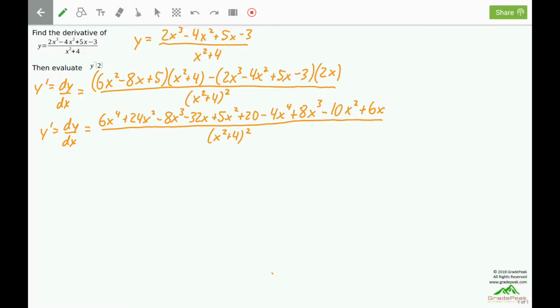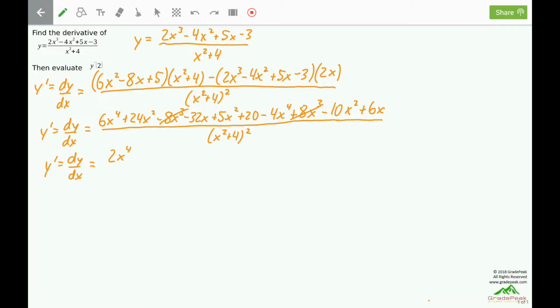We can now combine like terms together, and y prime, or dy dx, will be, we have a 6x to the 4th, and we have a negative 4x to the 4th. 6 minus 4 is a 2x to the 4th. We have a negative 8x cubed, and we have a positive 8x cubed. Those will cancel. So let's just cancel those terms out. That'll make our expression a little easier to deal with.